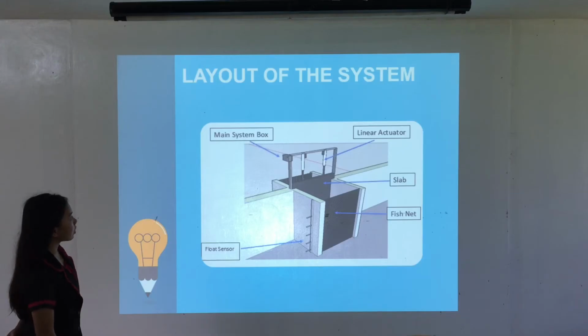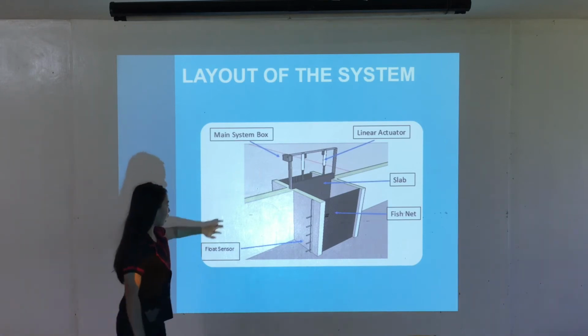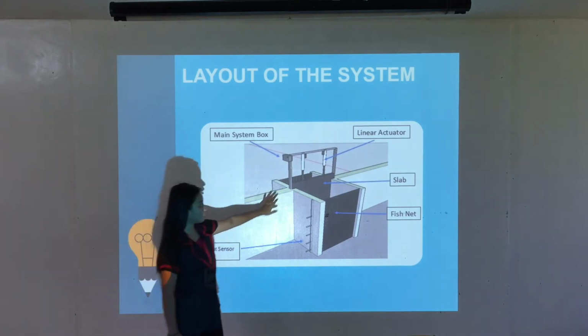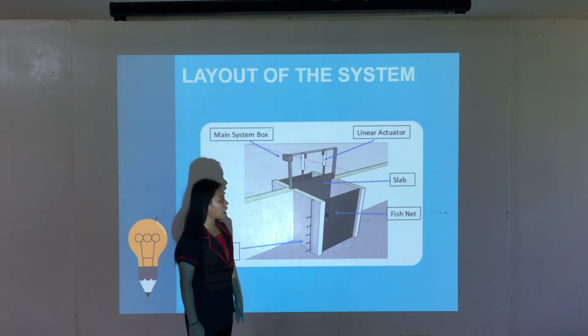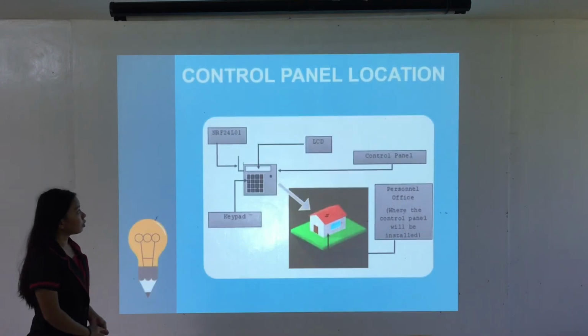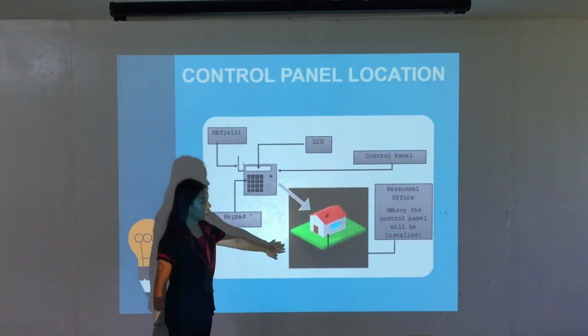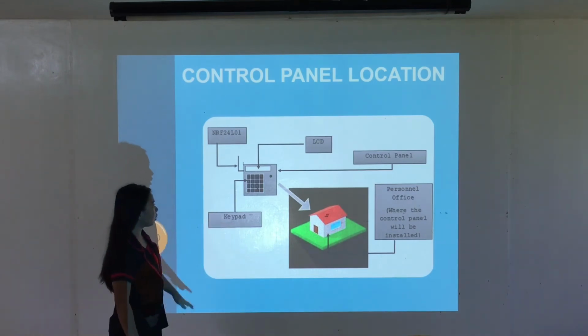The layout of the system. So this is the main system box, the float sensor, the linear actuator, the slab, and the fishnet. Next is the control panel location. So this is the personnel office where the control panel will be installed.